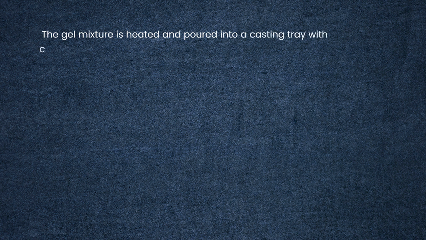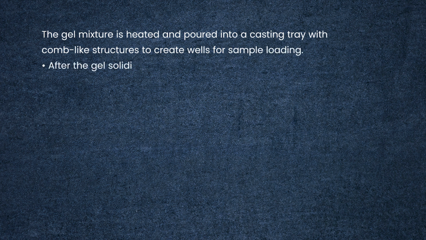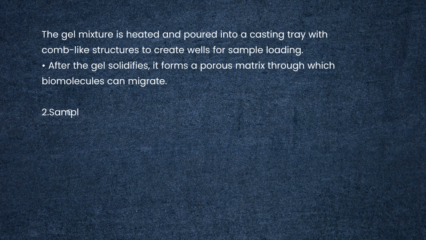Now, the gel mixture is heated and poured into a casting tray with comb-like structures to create wells for the sample loading. After the gel solidifies, it forms a porous matrix through which the biomolecules can migrate under the influence of an electric field. The next step is sample loading.